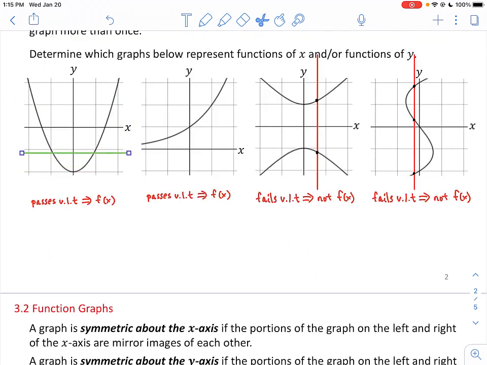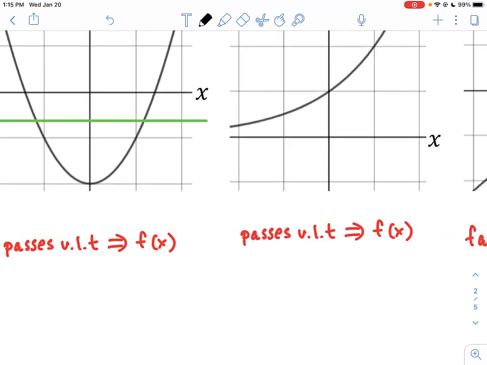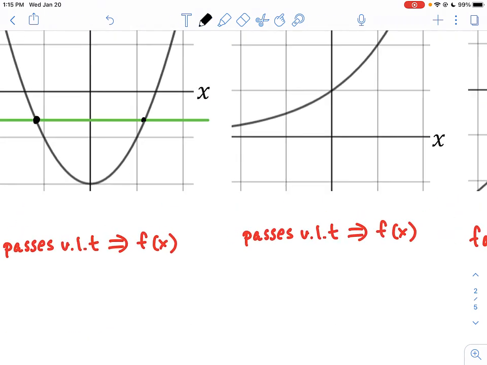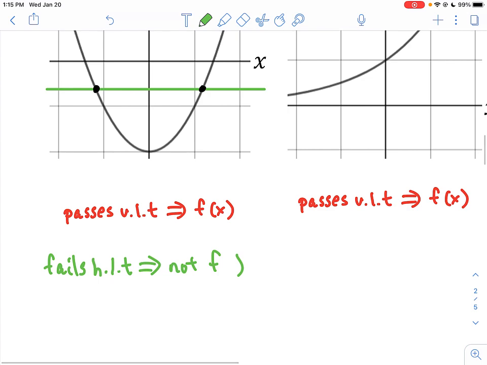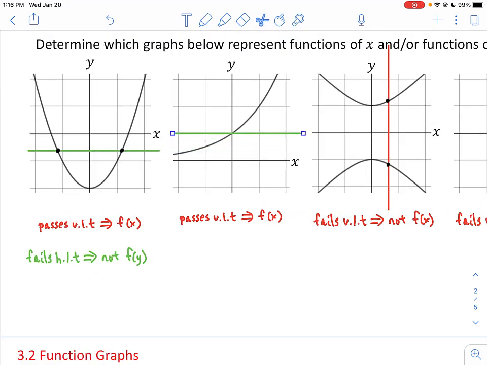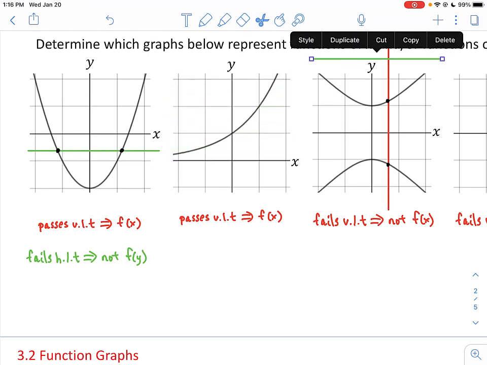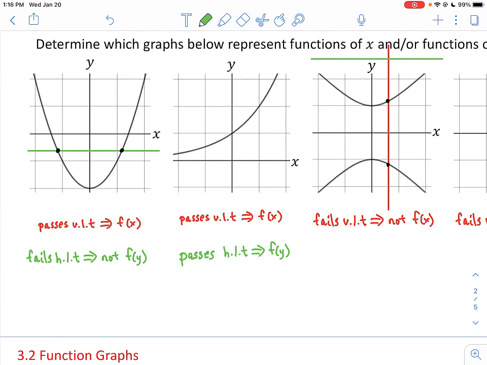Okay, now let's do the horizontal lines. So as we scan the graph, I'll go low to high. With horizontal lines, we do notice that we have intersecting the graph multiple times. So I just got to park this and show that there's at least one instance where we have a failed horizontal line test. Fails the horizontal line test, not a function of y. So this one here, the horizontal line as you scan low to high, looks like we never intersect the graph more than once at a time. So this one passes the horizontal line test, so it is a function of y.